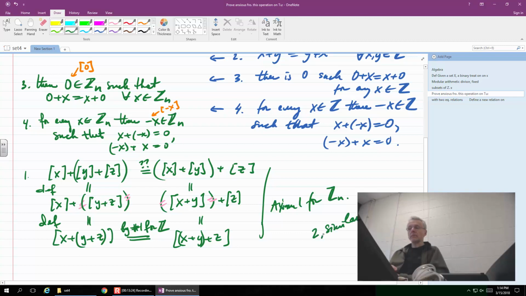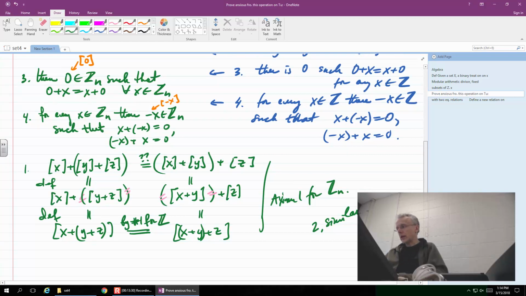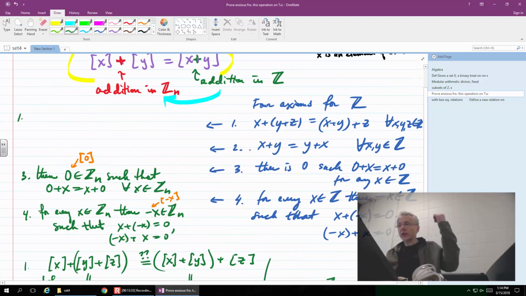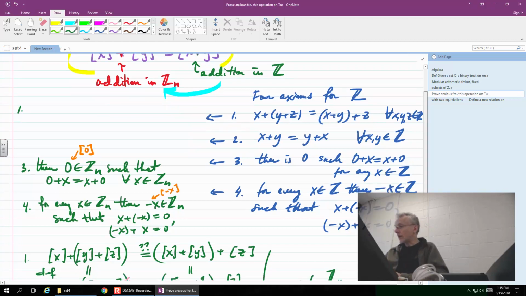Right, so the same idea. Just expand, and at the end you apply the corresponding axiom for Z. So that's what those arrows were meant to be. Okay, so the idea is that already there. Number 3, number 4, you can certainly verify them in the same manner.